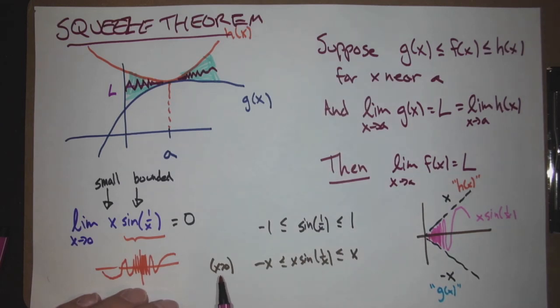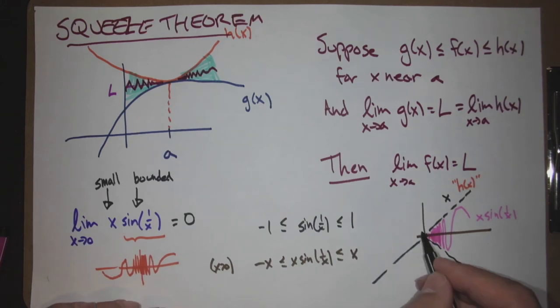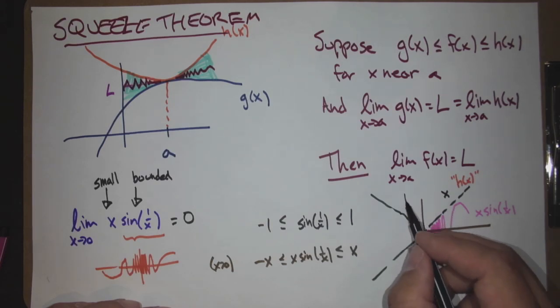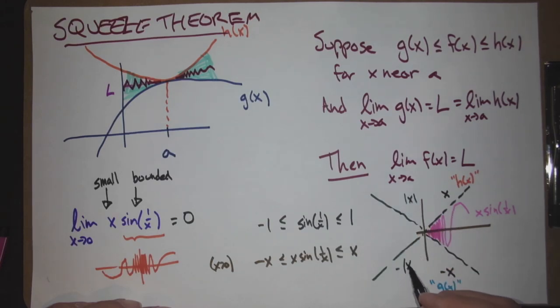Now, you might say, well, wait a second, that's for x greater than 0. What happens on the other side? Well, the other side is actually the same idea. But your upper bound isn't x, it's technically absolute value of x. And the lower bound is technically negative absolute value of x. But don't get hung up on details.